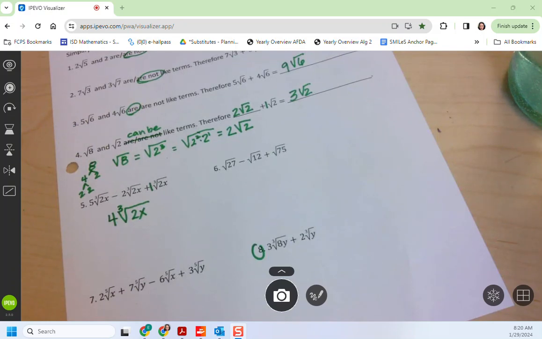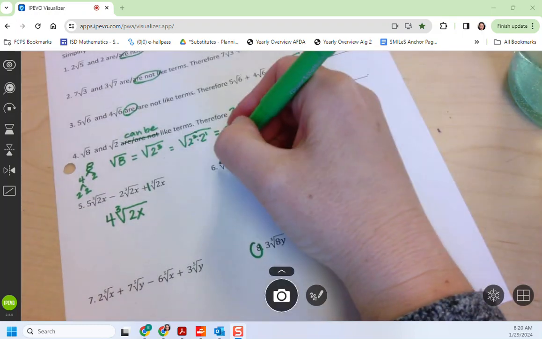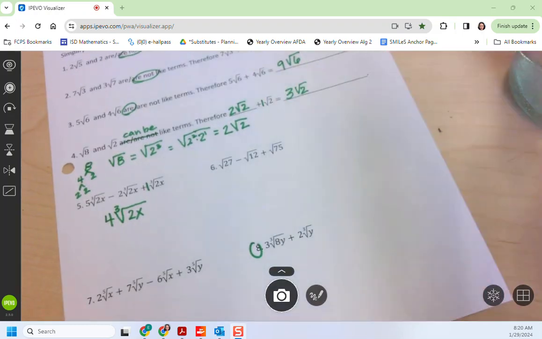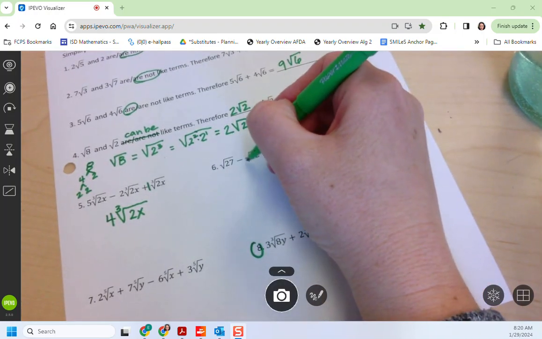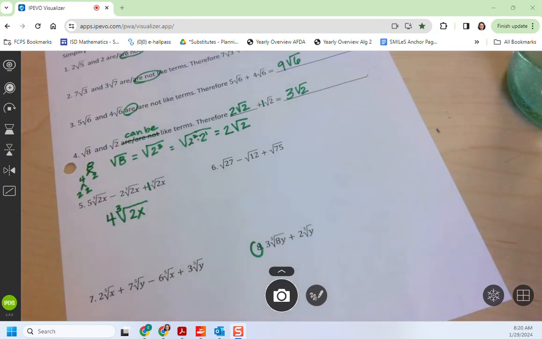Number 6. Do we have the same index? The index is the little number inside the root. Well, this is a square root, right? That's a square root, and that's a square root. So I think we do have the same index.